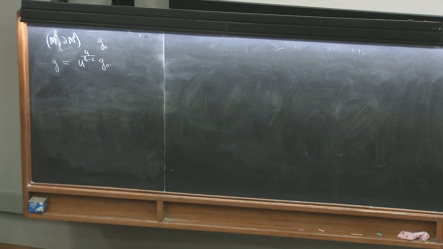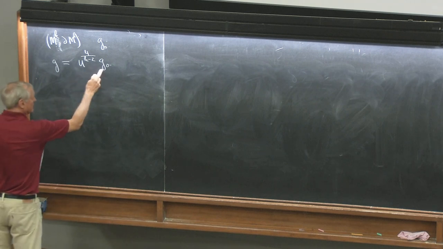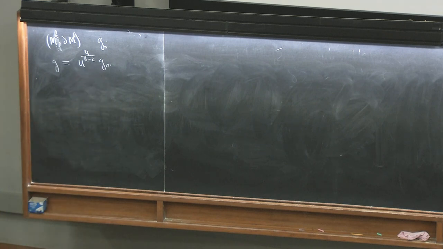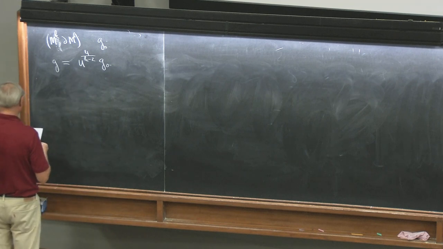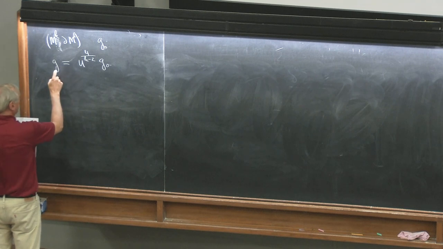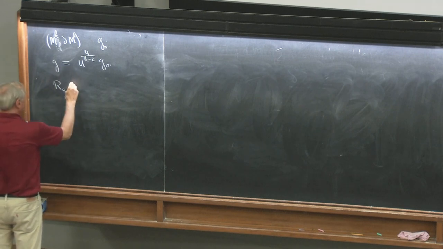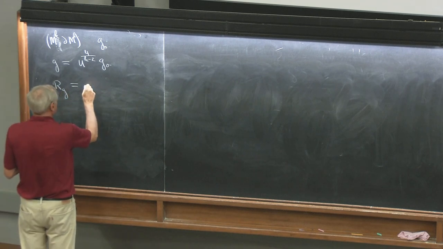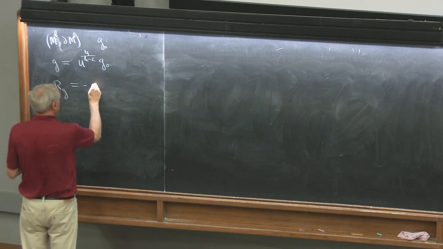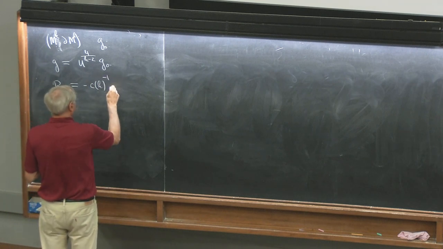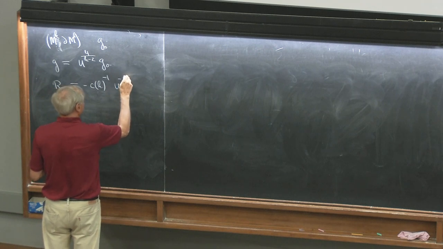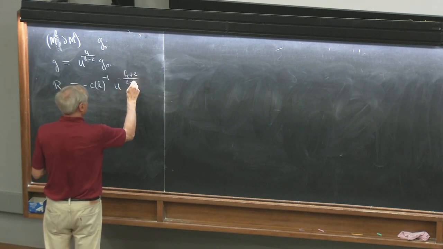And then there's one very standard conformal calculation which everybody in relativity and geometry should know. If you know the conformal method for solving the constraint equations, for example, it's used there heavily. It's also used in almost any work in conformal geometry. And that is that the scalar curvature of the metric g is given by a very nice formula. There's a constant, which I'll call c of k, the same constant I had earlier, to the minus 1. And then there's a power of u, which is minus k plus 2 over k minus 2.